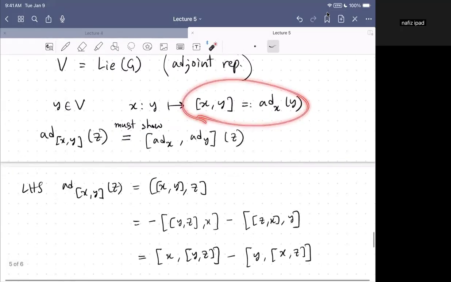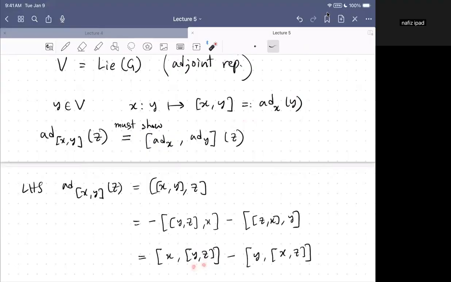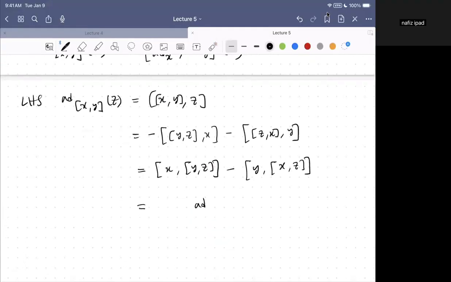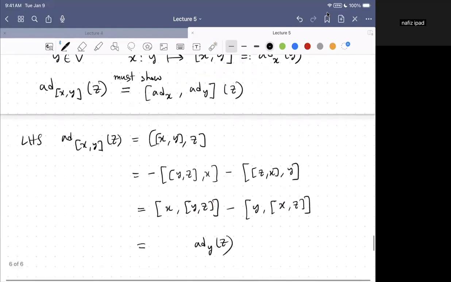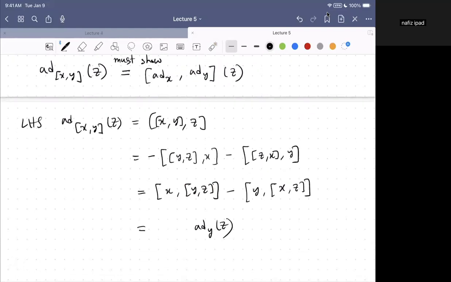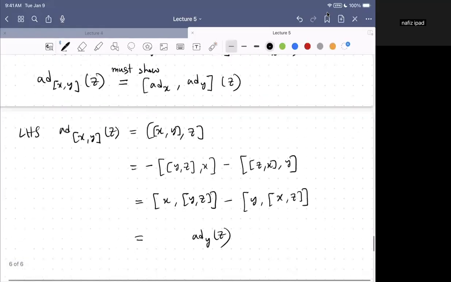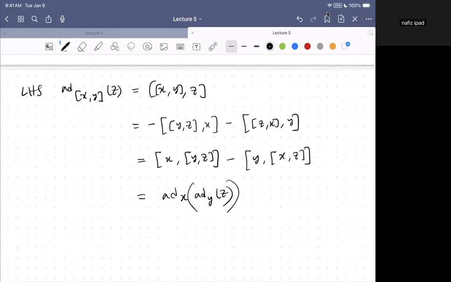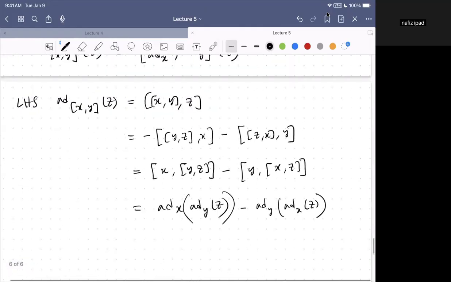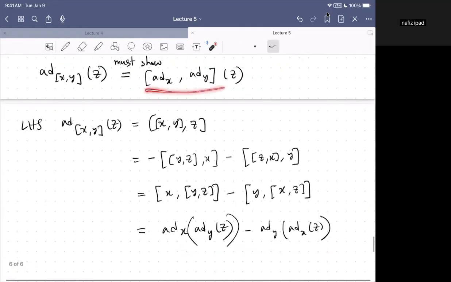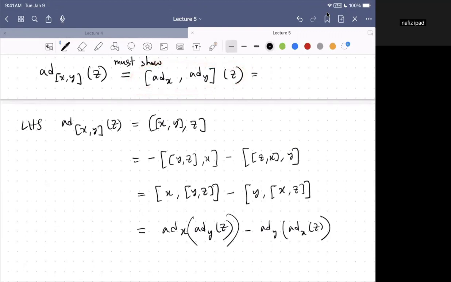let's look at this. So y commutator z is simply ad yz, and then x, so now we have x commutator ad yz, which again, using this, is simply ad x of ad y of z. Similarly, here you get ad y of ad x of z. Now, what is this? This is nothing but the right-hand side, right? Because you would break it down.